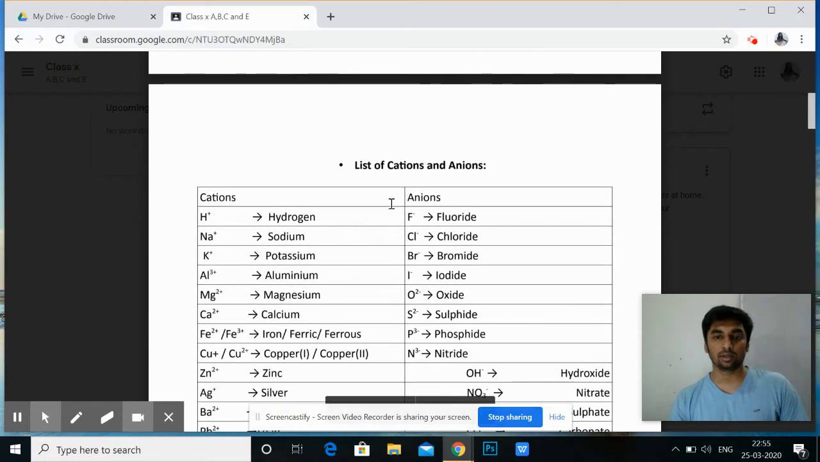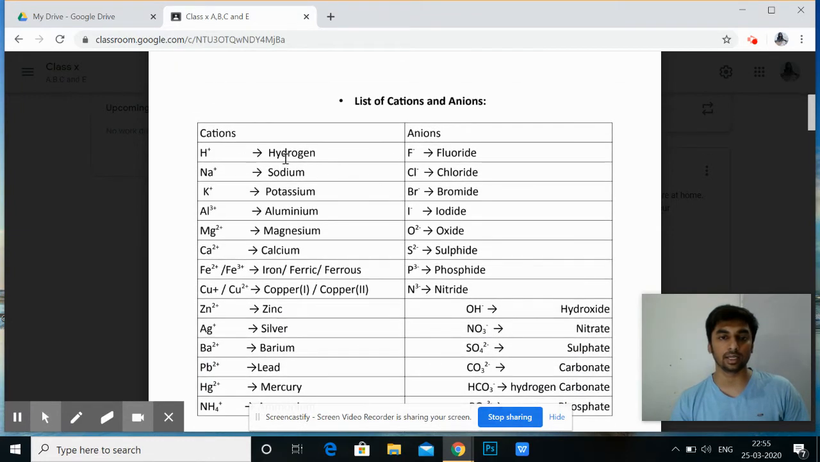So I have made a list of cations and anions. You can see hydrogen H+, fluoride F-, chloride Cl-, bromide Br-, iodide I-, oxide O2-. So you have to remember these ions and their charges, how much charge each element has.